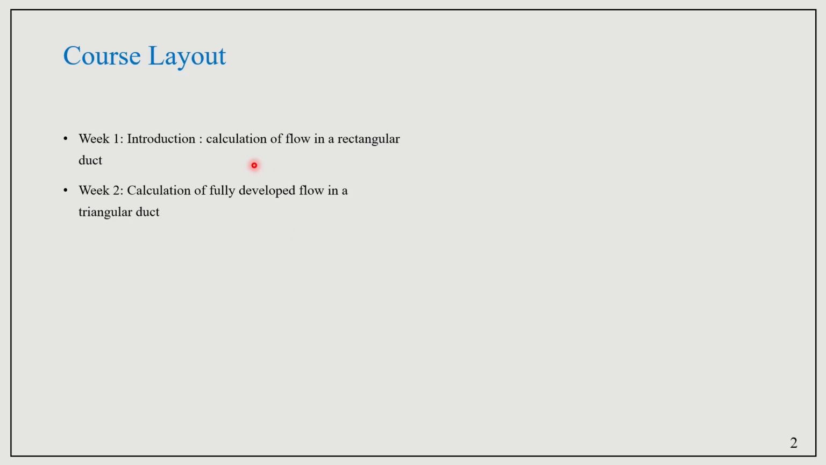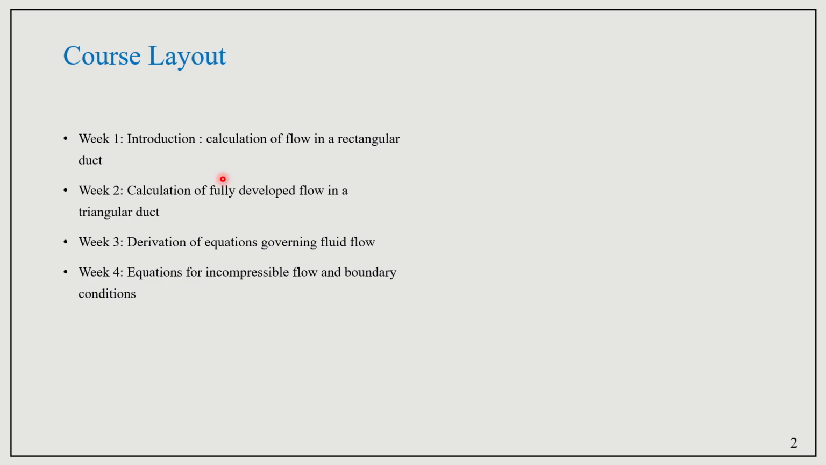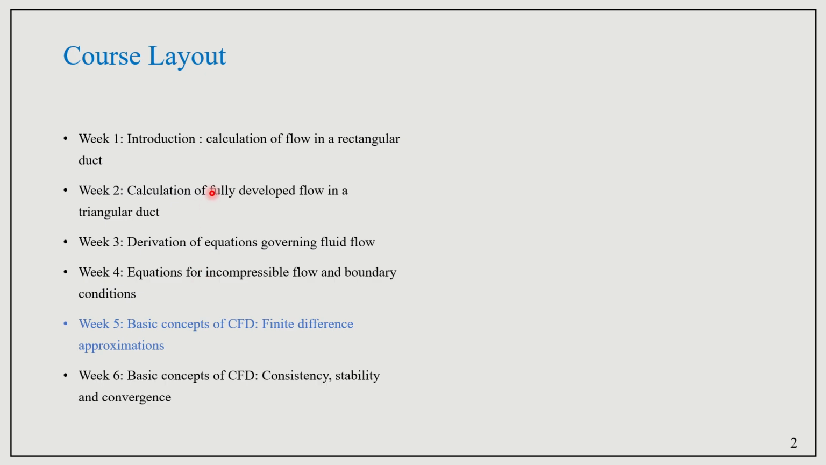As you all know, it is a 12 weeks course, and by now we are familiar with the course layout, wherein in the first 2 weeks we saw the calculation of flow in a rectangular duct and in a triangular duct, and later in week 3 it was about derivations of equations governing fluid flow, and equations for incompressible flow and boundary conditions. And in week 5, that is this one, it is basic concepts of CFD, finite difference approximations, and later concepts like consistency, stability, and convergence associated with CFD.